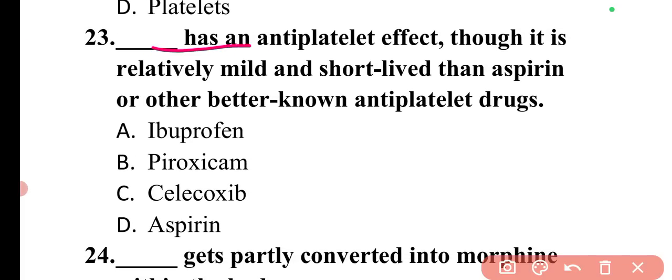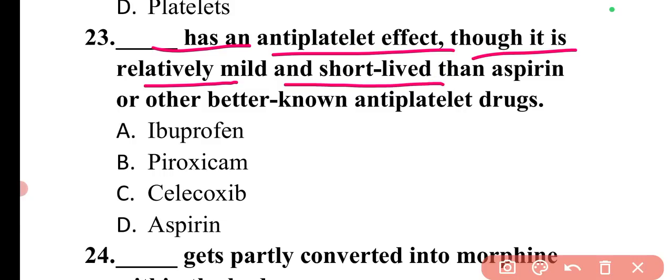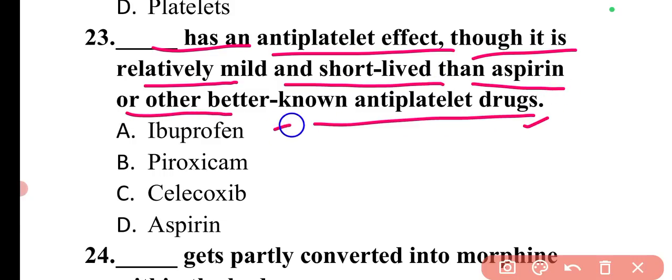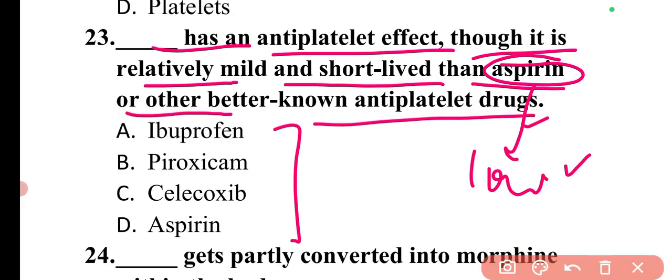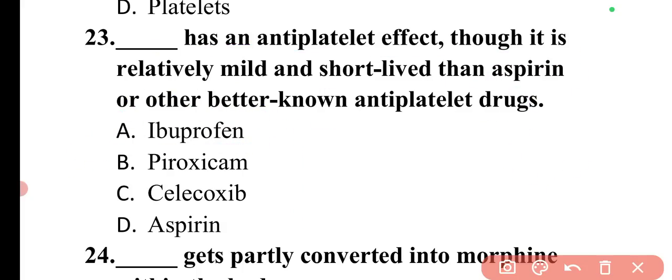The question is, dash has an antiplatelet effect, though it is relatively mild and short-lived compared to aspirin or other better known antiplatelet drugs. So among these non-steroidal anti-inflammatory drugs, which drug has an antiplatelet effect apart from aspirin? At low dose aspirin behaves as an antiplatelet, but apart from this drug, ibuprofen is also a drug which has an antiplatelet effect. So here option A is correct.